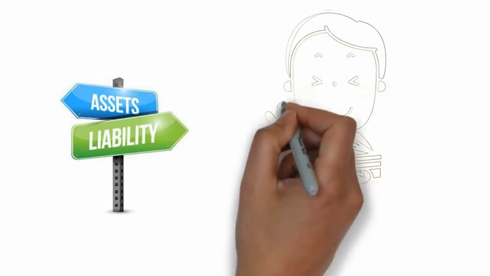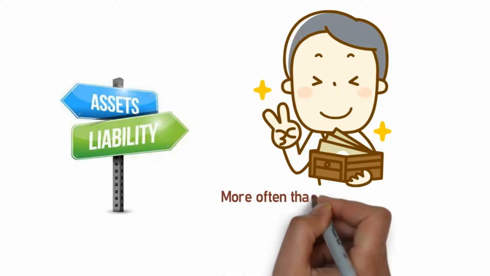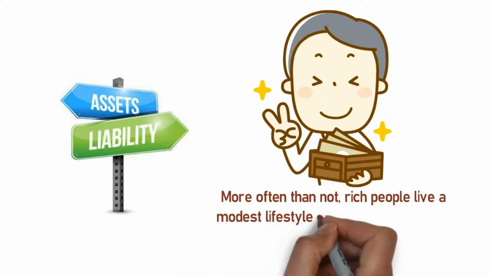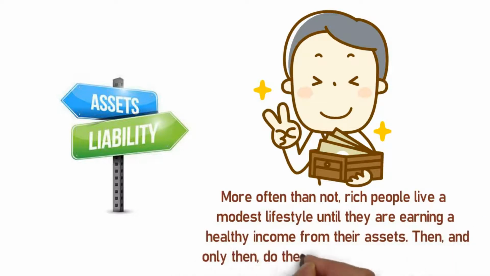Rich people are focused on growing their collection of assets so that they can continue to make more money. More often than not, rich people live a modest lifestyle until they are earning a healthy income from their assets. Then, and only then, do they begin splurging on luxuries.